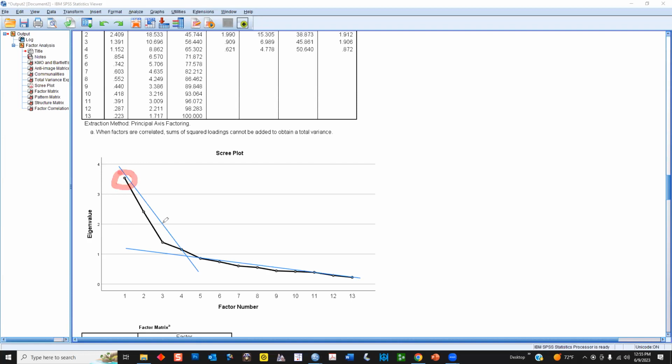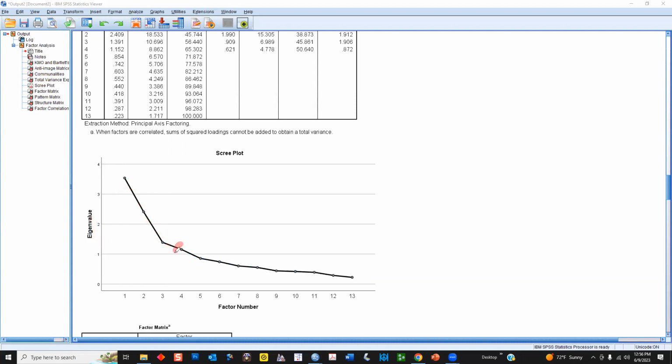This is one factor. This is a second factor. This is a third factor. And on the y-axis over here, you can see eigenvalue. If you extend the line directly over to the y-axis from this dot on the scree plot, that eigenvalue is the same as what's up here in the table. So for this third one, that would match 1.391 right over here on the y-axis.